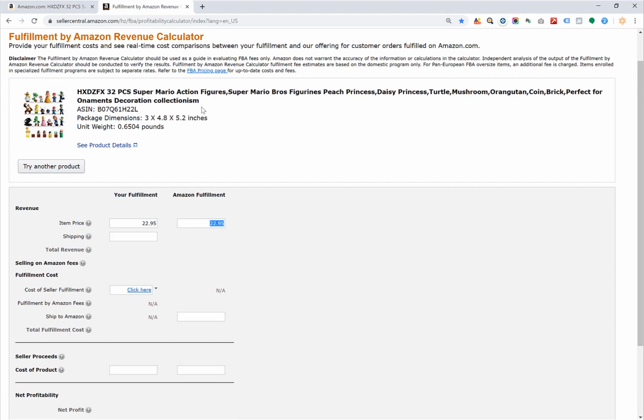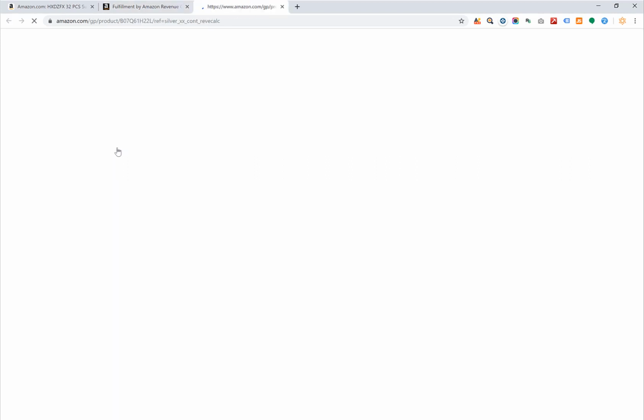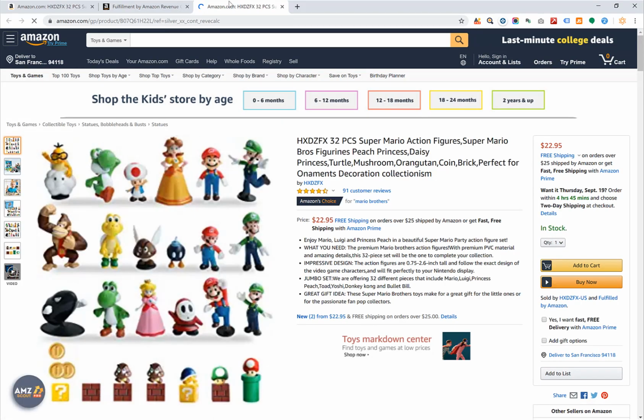So it will give you the package dimensions. It will give you the unit weight. You can click on this and get all the product details. It will take you back to the listing.